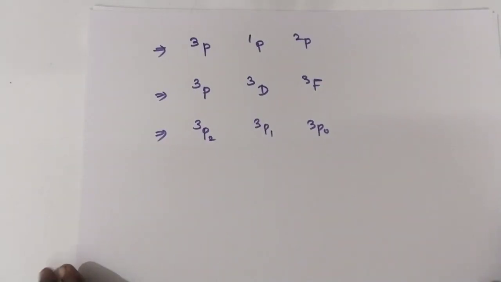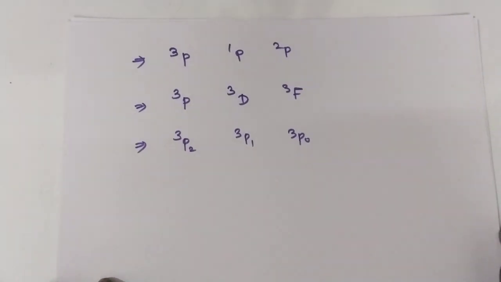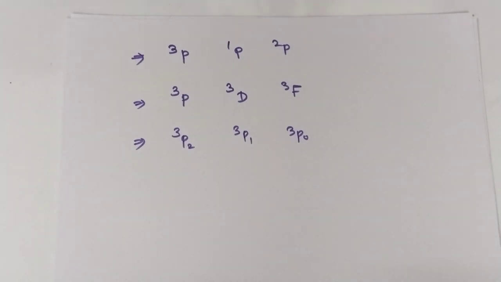Hello all. Today in this video we are going to find out the ground state term symbol. Okay, ground state term symbol. Already I have uploaded two videos on this topic: term symbol, atomic term symbol, and how to find out the molecular term symbol, that is term symbol for diatomic molecules. If you haven't watched those videos, kindly watch them, then only you can understand this concept. So in order to find out the ground state term symbol, there are some basic rules.